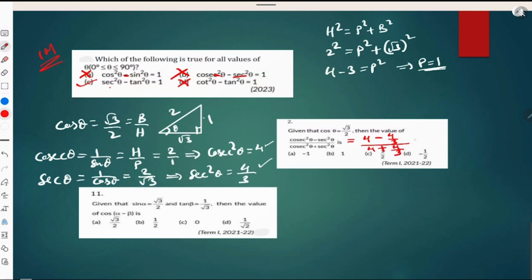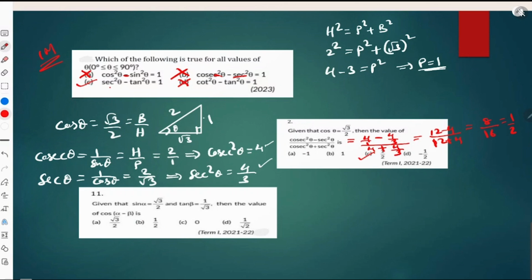So take LCM. If you take LCM, 4 times 3 is 12 minus 4, divided by, the 3 gets cancelled, 12 plus 4. So the value is 8 by 16. That is 1 by 2. So the value is 1 by 2. And here we have one more expression.